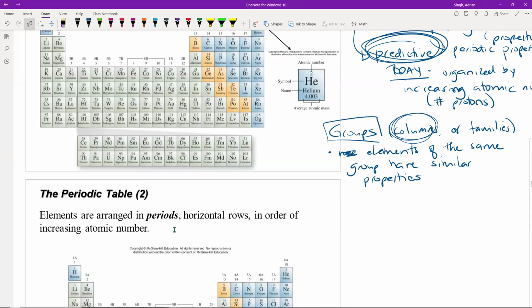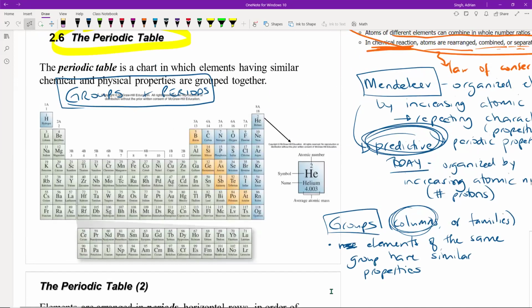So for example, if I look at the table here and I highlight, let me use this one. The first group, or the first column, would be this one here, highlighted in yellow. That's group 1. This would be group 2. Group 3, we consider this one over here. You jump all the way across. This is group 4, group 5, 6, 7, and 8.